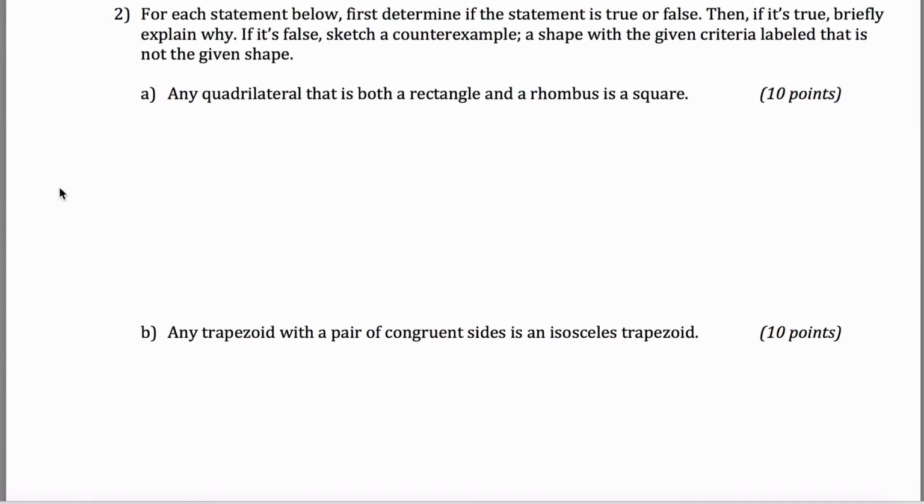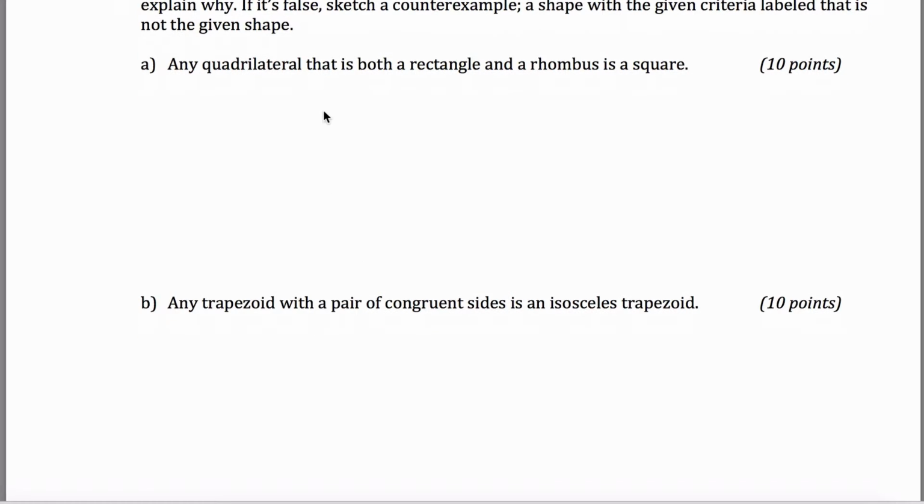Number 2, for each statement below, first determine if the statement is true or false. Then if it's true, justify. If it's false, give a counterexample. A: Any quadrilateral that is both a rectangle and a rhombus is a square. This is a true statement.